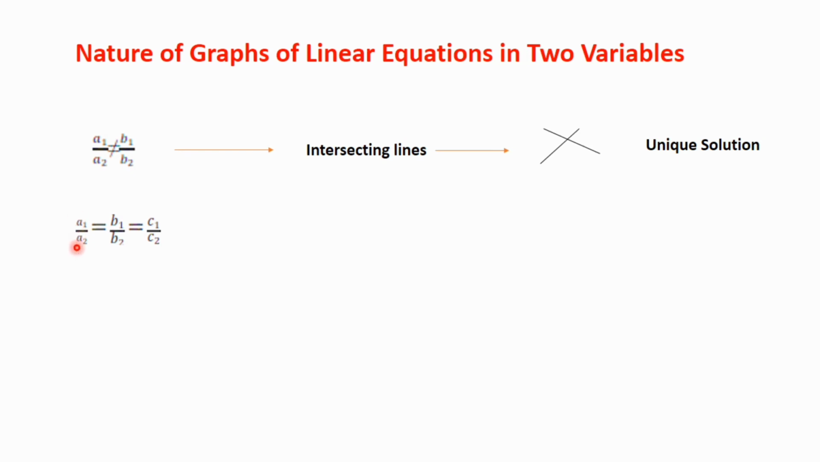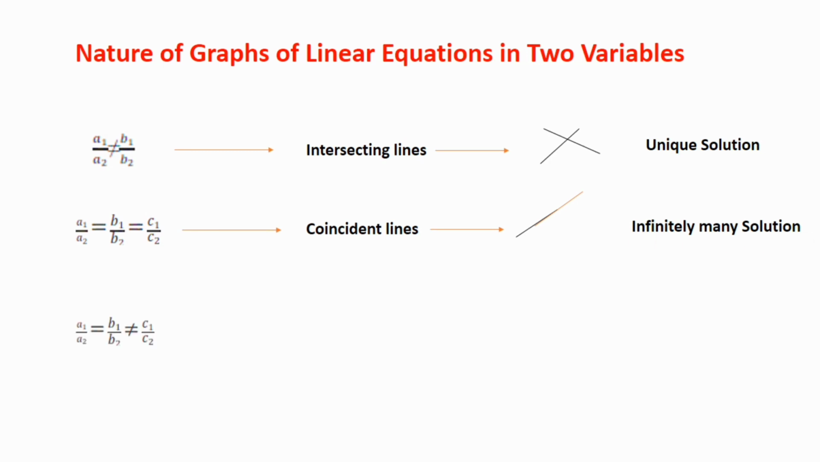Next one is a1 by a2 equal to b1 by b2 equal to c1 by c2. Here a1, b1, a2, b2 are the coefficients of x and y of the first and second equations respectively, and here c1 and c2 are the constant terms of the first and second equations. If this condition is satisfied, then we will get coincident lines. Coincident lines in the sense, when we draw the graph we will get overlapping lines like this, and the system will have infinitely many solutions.